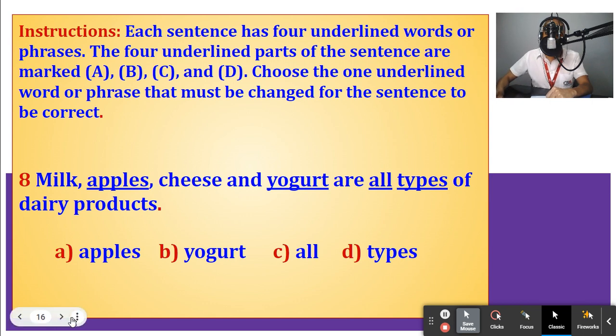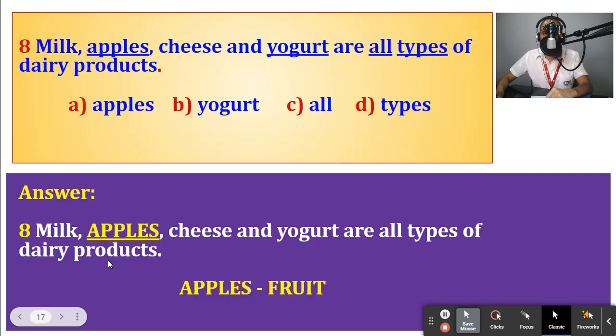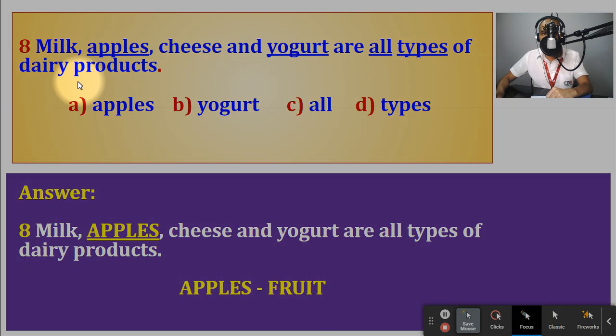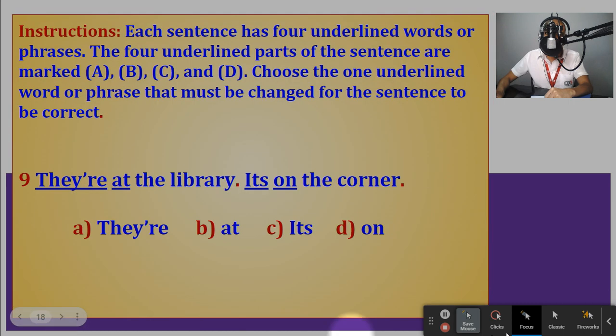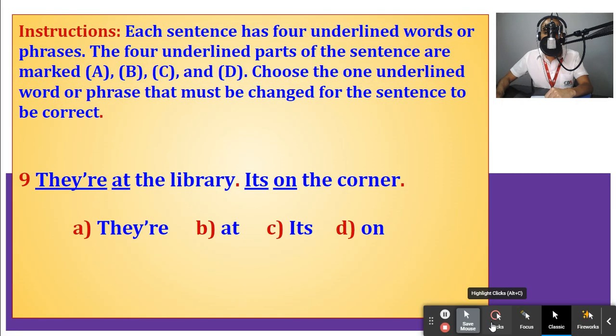Okay, let's see what the mistake is in number 8. Here in number 8 it says, milk, apples, cheese, and yogurt are all types of dairy products. Well, in this case, as you can see, the mistake is apples. Why? Milk, cheese, and yogurt, yes, all of them belong to the category of dairy products. But apples is fruit, so apples does not belong to this group. That's why that's the mistake. Now let's move on to number 9. Please read the sentence and find a mistake. You have 20 seconds.